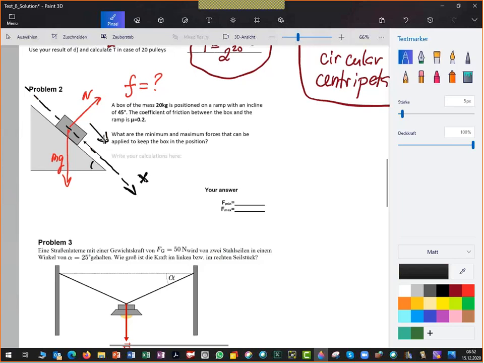So now, if you project your gravity force to this axis, the only component of gravity that is interesting for us will be this arrow. So this component of gravity force will be mg sine phi. Since it is 45 degrees, basically it doesn't matter. We can use sine phi or cosine phi. They are both equal.